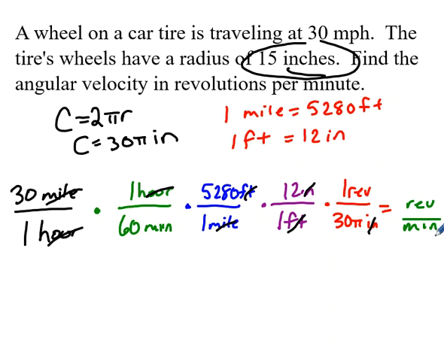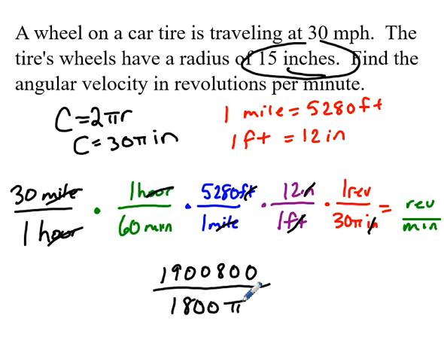When I multiply across on the top, we're going to have 30 multiplied by 5,280 times 12. It's a good thing we have our calculator. We get this. Then we multiply the bottom, I get 1 times 60 times 1 times 1 times 30 pi. So we're going to get 1,800 pi.